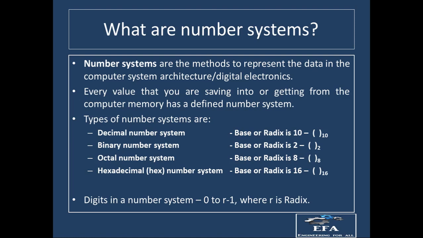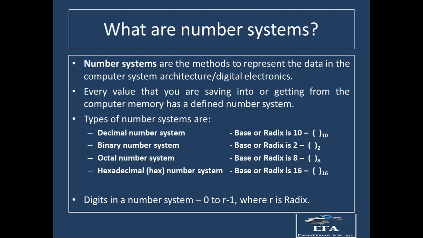So broadly speaking, we have four types of number systems. The first one is the decimal number system. The second one is the binary number system. Then we have the octal number system, and the last one is the hexadecimal number system. So these are the four basic types of number systems that we use.